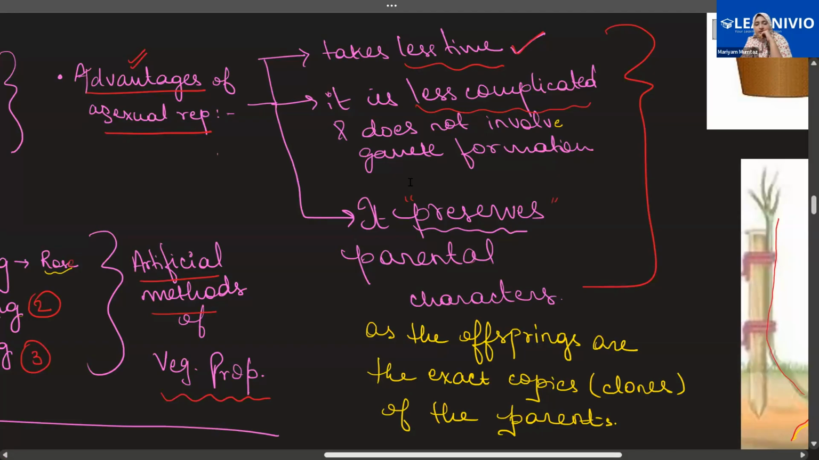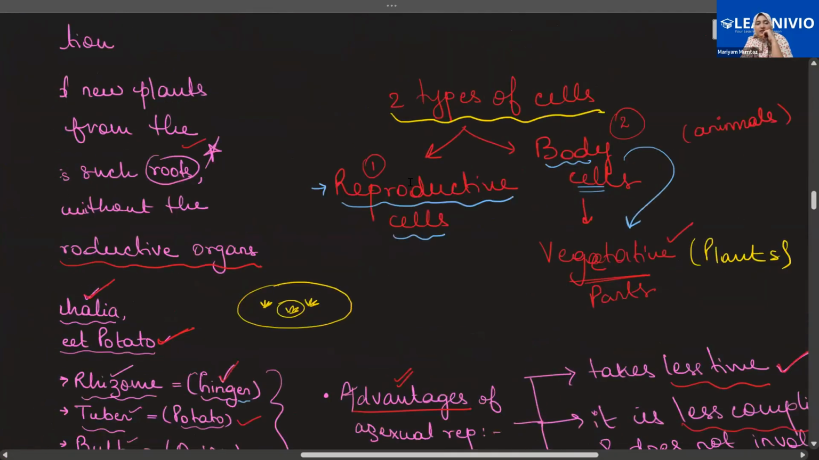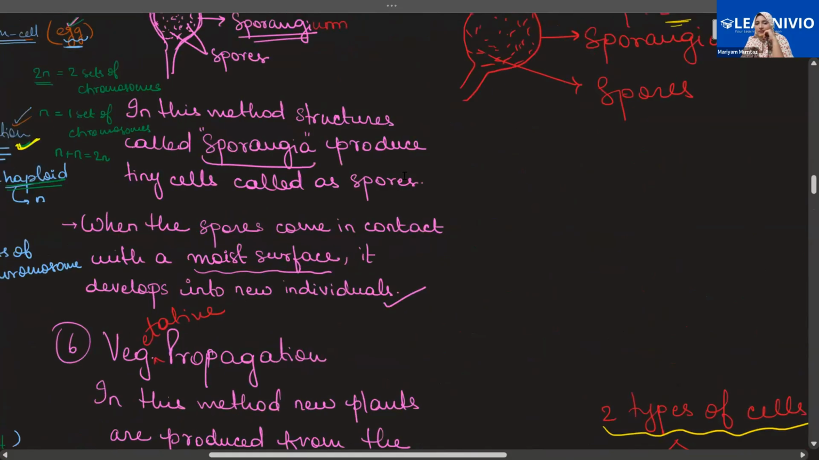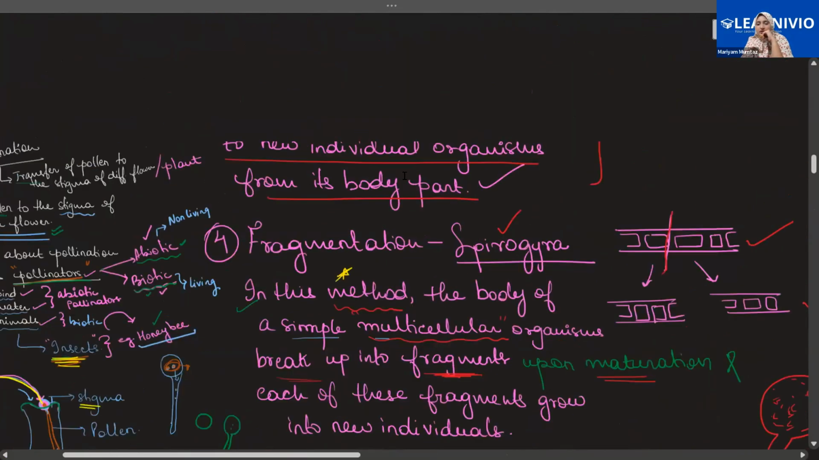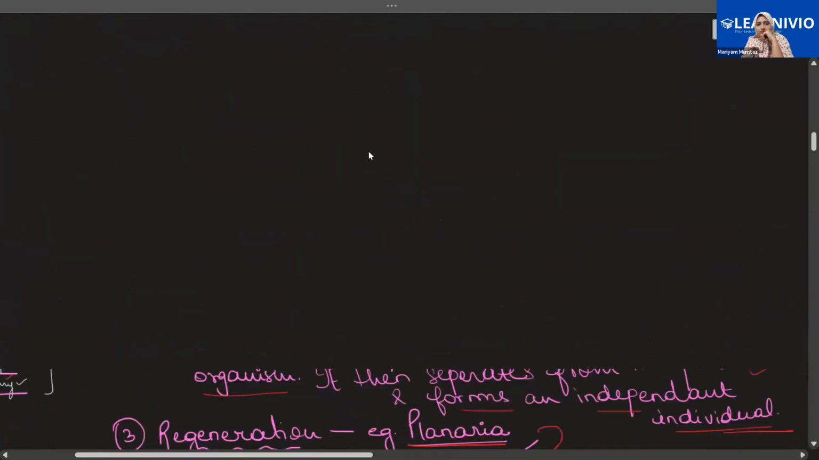No. Okay, very good. Now, Zainab, you have to write down till budding. So you do it quickly. Okay, and then you'll continue with the rest of the class.